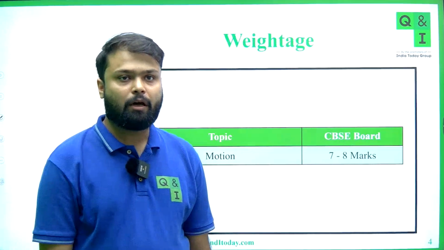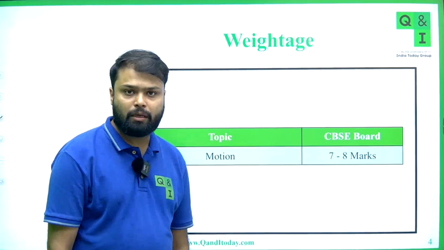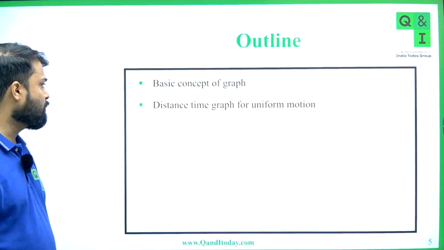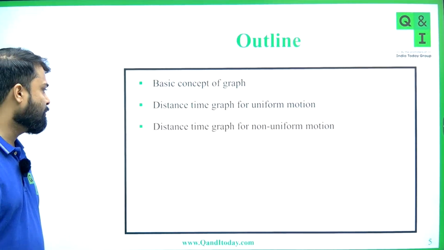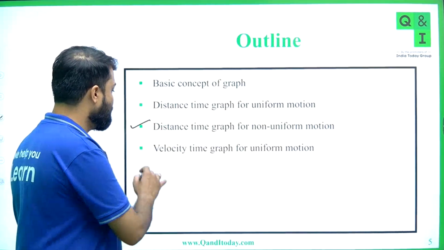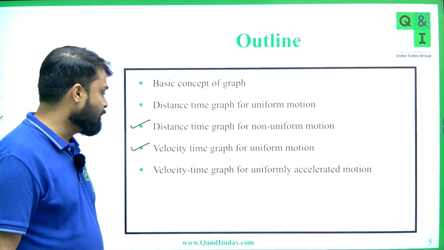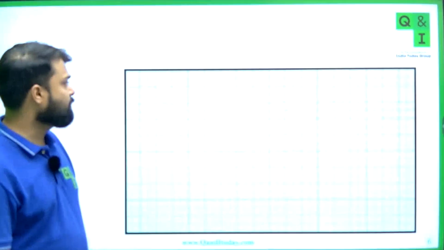Now, if we talk about the weightage, approximately 7 to 8 marks of questions are asked from this chapter. And what are we going to cover today? First we will study the basic concept of graph. Then we will see the distance time graph for uniform motion. After that, we will see the distance time graph for non-uniform motion, the velocity time graph for uniform motion, and the velocity time graph for uniformly accelerated motion. So these are today's topics. Let's start the lecture with the graphs.